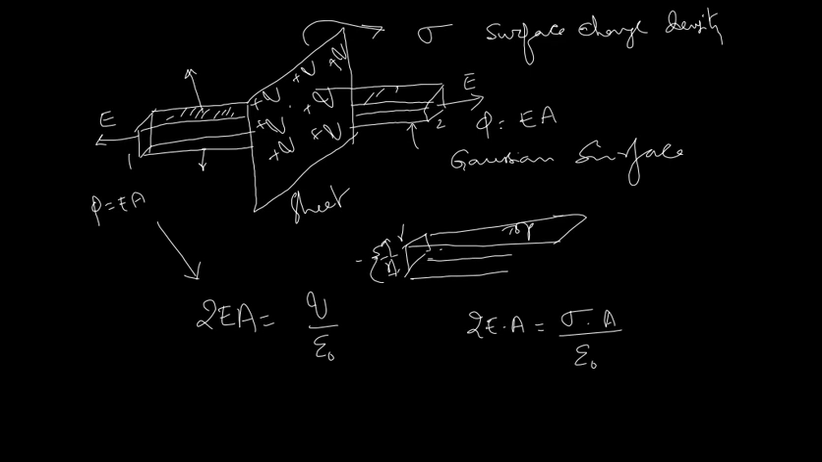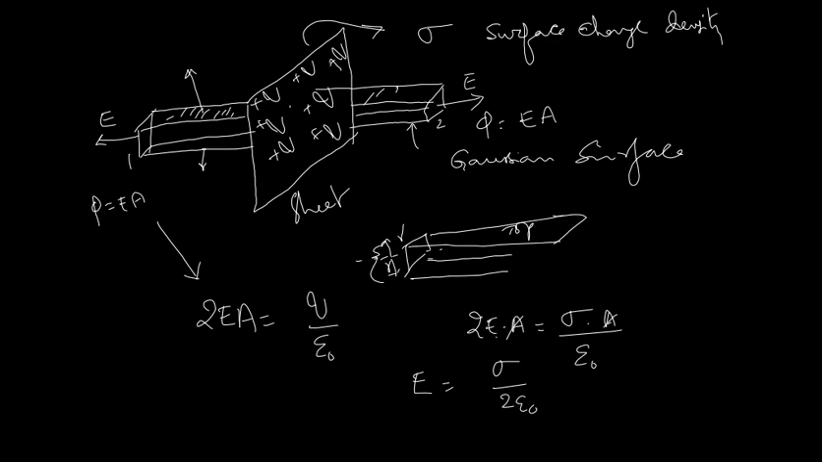Q by epsilon naught. That's why this comes like this, right? So I need to get, are you with me or confusing? Okay, so we need to get the expression for E. So E is equal to, the area gets cancelled, sigma divided by 2 epsilon naught. Okay, so that's the answer.